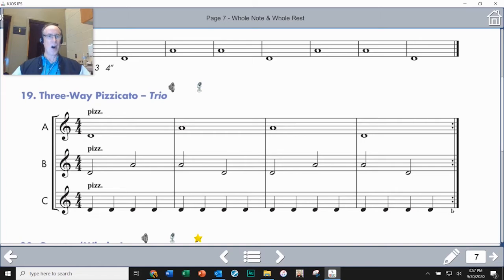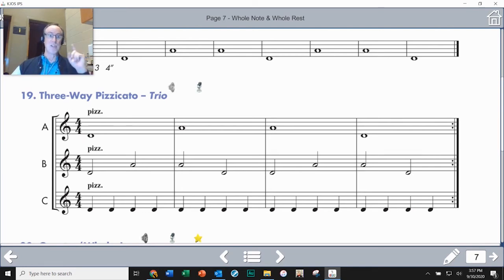All D's, all quarter notes. Now, you're probably thinking, oh man, this will be easy. Actually, it's easy to play, but it's also easy to mess up on. And the thing you might mess up on is you might go too fast. You might start plucking the D's, counting D, D, D, D, D, D.